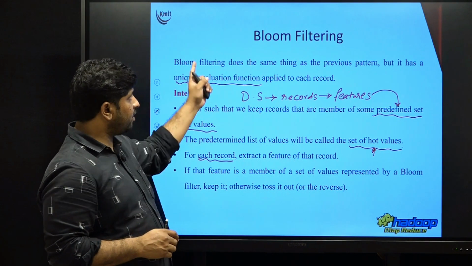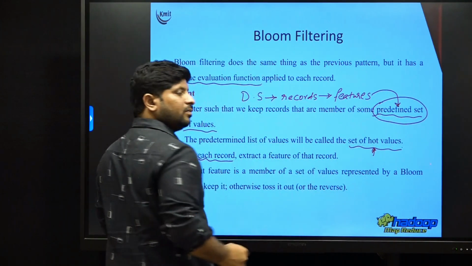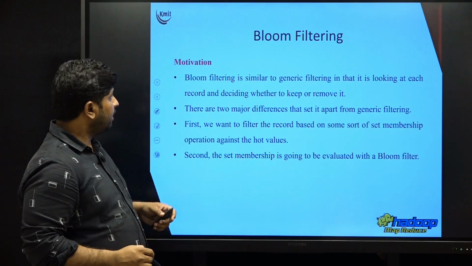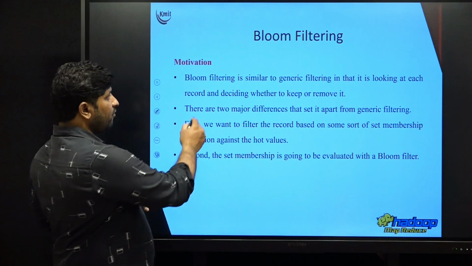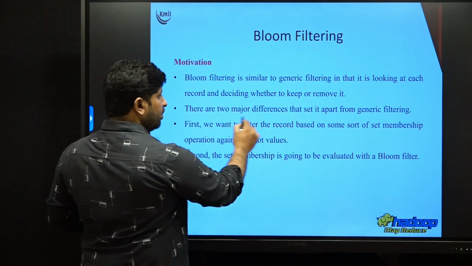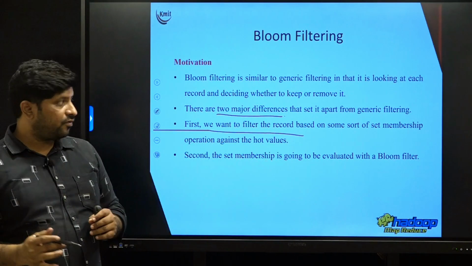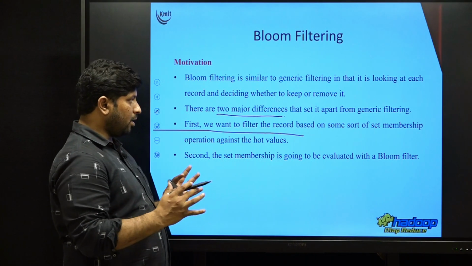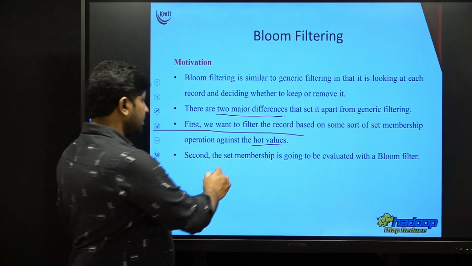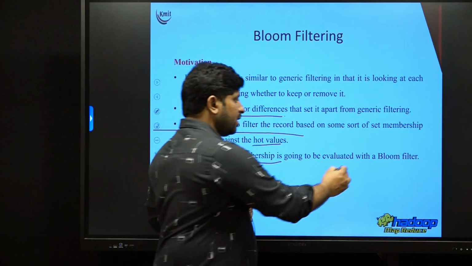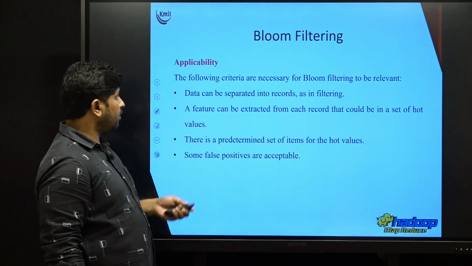So the only difference between generic filtering and Bloom filtering is that Bloom filtering has a predefined set of values. The same thing is explained here. The motivation is that Bloom filtering is similar to generic filtering, with two major differences: one, you create a set of membership operations, which are the hot values, and second, this set membership is evaluated with a Bloom filter.